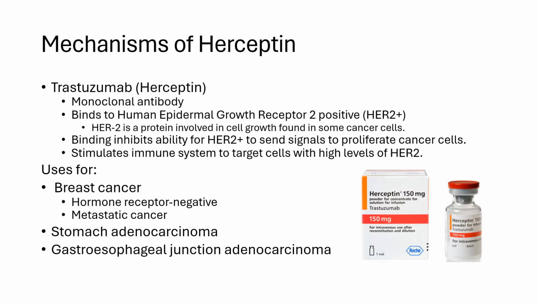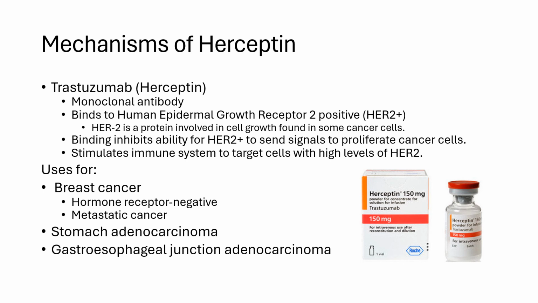Herceptin. What is Herceptin? Well, it's actually a brand name for the drug trastuzumab. Trastuzumab is a monoclonal antibody and the drug binds to the human epidermal growth receptor 2 positive protein, or HER2 plus. This HER2 protein is involved in cell growth found in some cancer cells. And then trastuzumab inhibits the ability of HER2 to send signals to proliferate cancer cells, while also stimulating the immune system to seek out and target cells that have high levels of HER2.